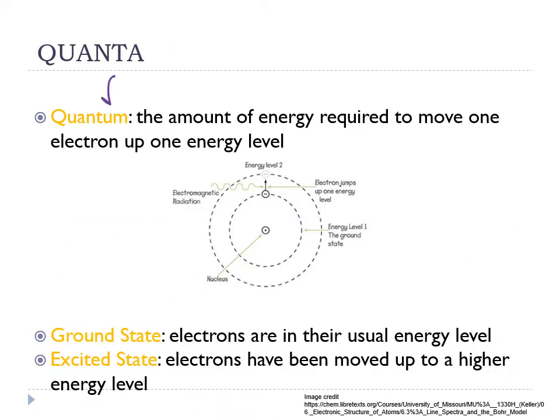A quantum is the amount of energy required to move an electron up one energy level. We're going to do this lab in class. So we're going to take some energy that's going to be absorbed by this electron. It's going to allow that electron to go up to a higher energy level. We call this the excited state. Those electrons have been moved up to higher energy levels. This isn't stable, and so those electrons are going to release that energy and go back down to their usual spot. That lowest possible energy level is known as ground state.